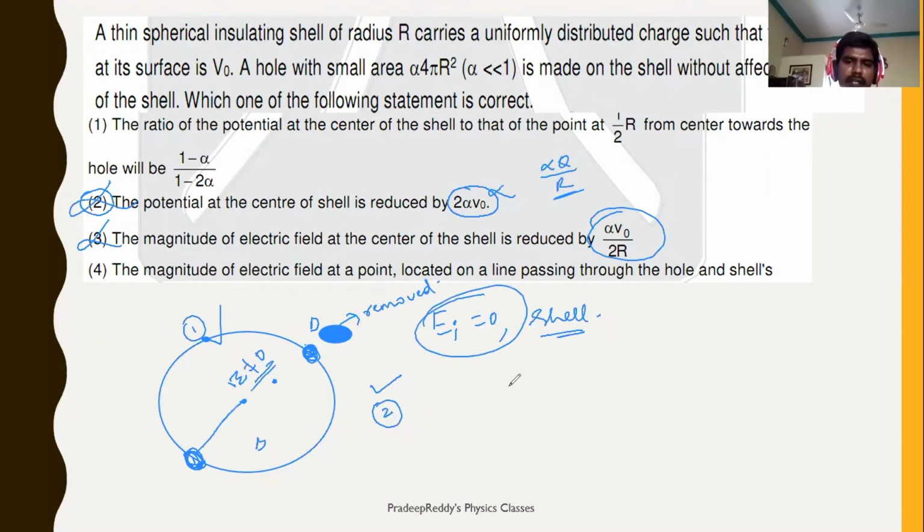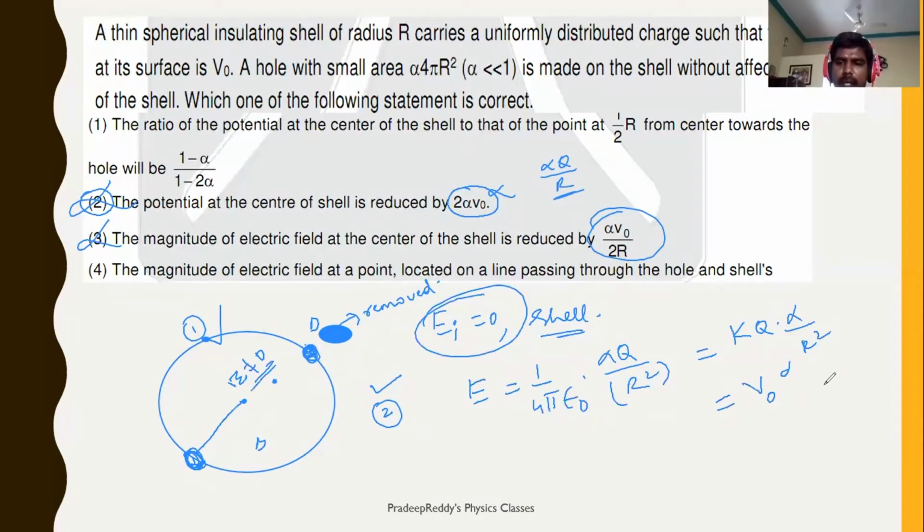So electric field E will be equal to 1 by 4 pi epsilon naught, charge on this remaining part which is alpha into Q, divided by separation R whole square. This is equal to K Q into alpha divided by R square. This is nothing but KQ by R is equal to V naught, so V naught into alpha divided by R. So the field increases by a value of V naught alpha by R. Like that we can cross check all these options. Of course, this one has only one correct answer. It is number 1.